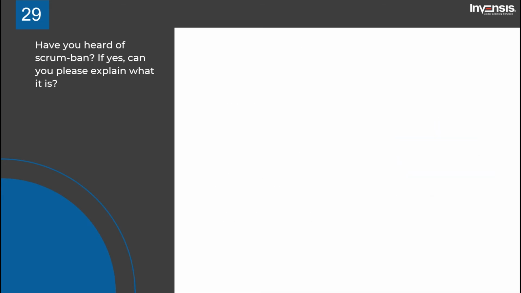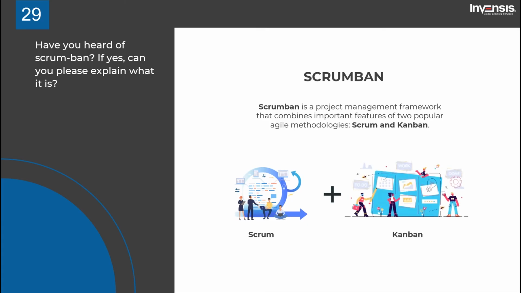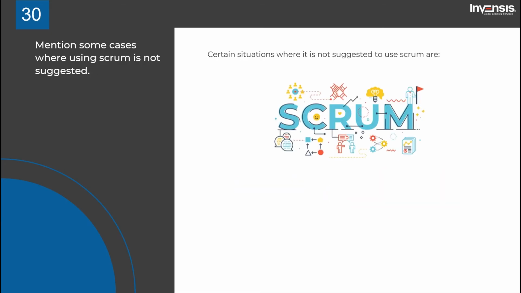Have you heard of Scrum? If yes, can you please explain what it is? As you might know, Scrum is best for product and development projects, whereas Kanban is best for production support. Scrumban is a hybrid Agile framework that combines important features of these two popular Agile methodologies. Which are Scrum and Kanban? It was initially created as a way to transition from Scrum to Kanban. By extracting the best of both frameworks, Scrumban teams are more flexible in their ability to adapt to changes as they arise. The next question is, mention some cases where using Scrum is not suggested.